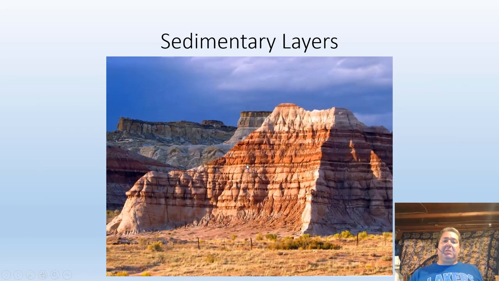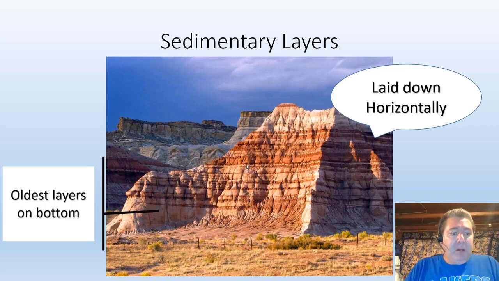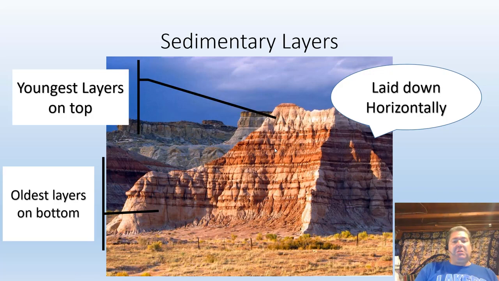Right, let's investigate some of these laws here. So here's a nice bunch of sedimentary layers of rock, right? Which of these laws are we seeing here? Well, we're seeing that they're laid down horizontally, and these layers tend to continue horizontally. We also notice that the oldest layers are on the bottom, and we get younger and younger layers towards the top, right? Because you can't put a younger layer on top of an older layer if the older layer isn't there. Pretty simple. Again, oldest layers on bottom, youngest layers on top.